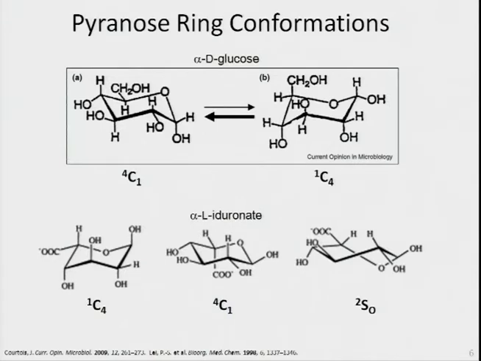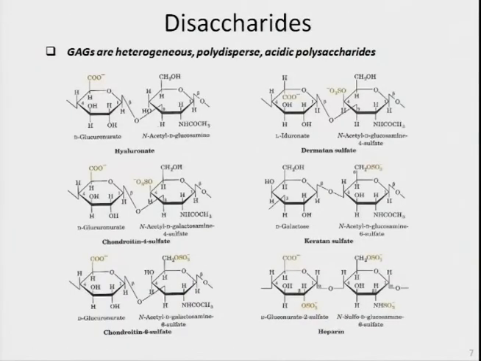Also, the 1C4 conformation is fairly prevalent. The 4C1 is not so much. And also there's OS2, which has a fairly low prevalence. Okay, that was monosaccharides. Now, of course, we know that GAGs are made up of disaccharide units. So here I show some representative disaccharide units for each of the main types of GAGs. So we have hyaluronic acid, we have chondroitin, dermatan sulfate, keratan sulfate, and heparin.